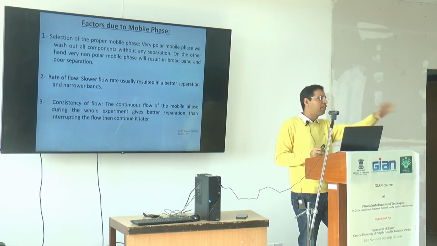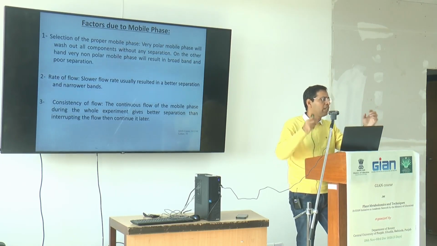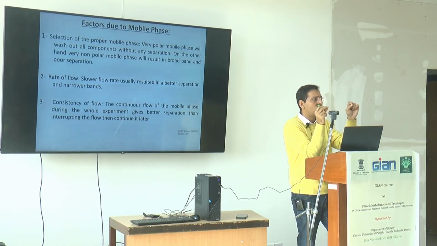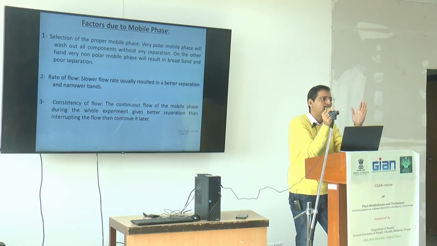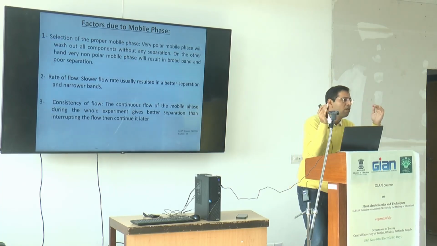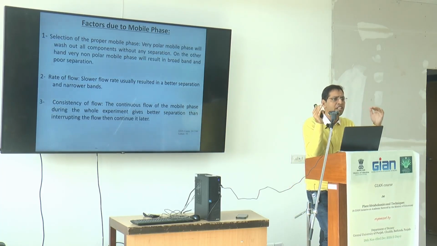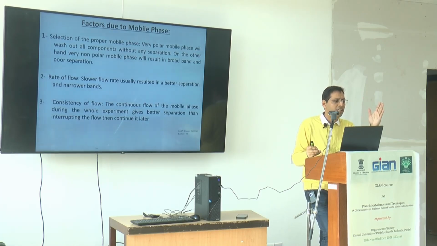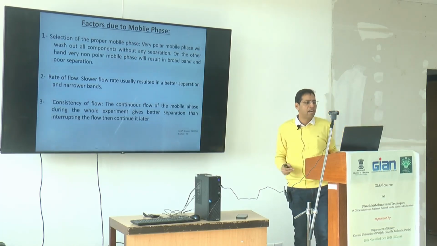If you are pushing everything into the column, these columns are very small. They have a small, uniform packing, and there is no air passage between them. So whatever compound enters those columns must interact with the stationary phase and the mobile phase. If the mobile phase enters very fast or very slow, there will be no equilibration between the mobile and the stationary phase. So you have to do this in a proper way so that you get narrow bands.